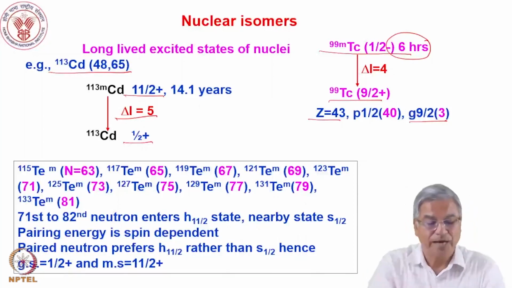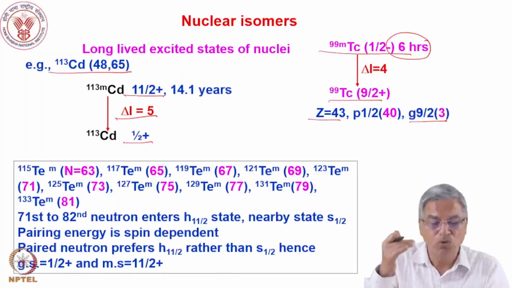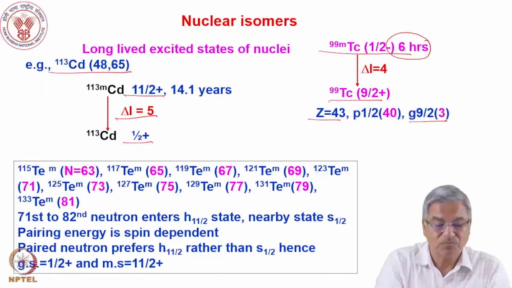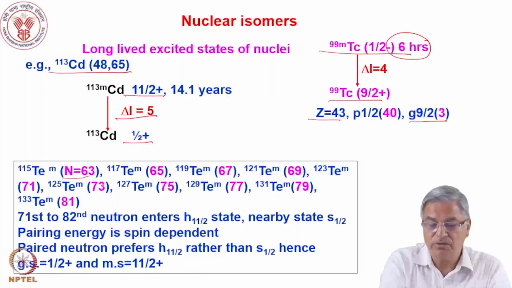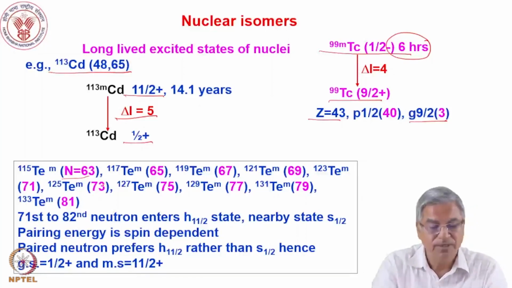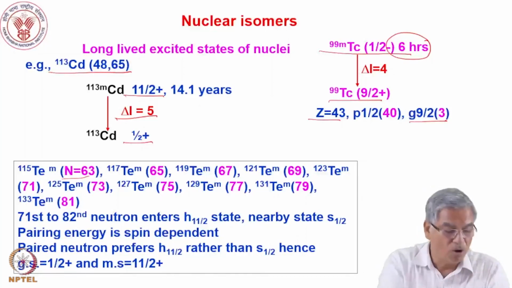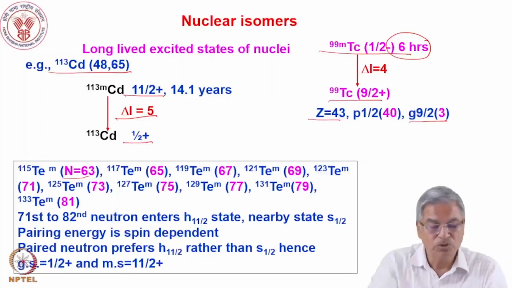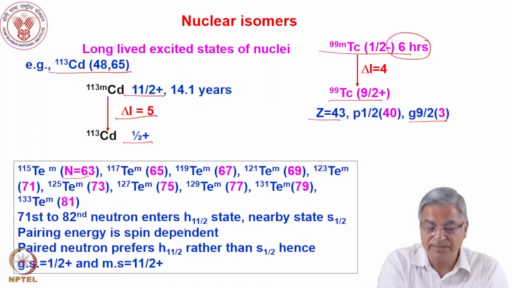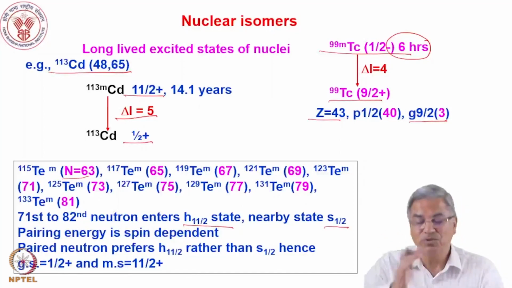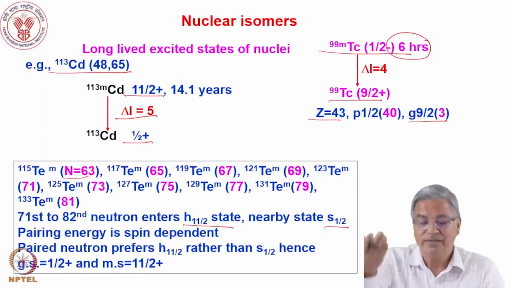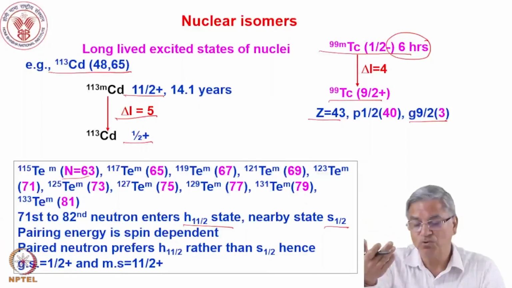And this happens, the isomeric states are found just below the magic number. So you can see here the magic number is 82, and right from 70 to 82, or even right from 63, these tellurium isotopes have isomeric states having these odd numbers of neutrons. So the 71st to 82nd neutron enter the h11/2 state, and the nearby s1/2 state is there. So again, the nucleus decides where to occupy. The pair will go to h11/2, and the odd nucleon will go to s1/2.